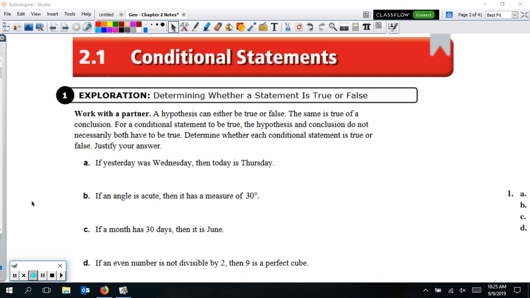Exploration number 1, A through D. All you have to do here is read through these. So read through each one, A through D. This is on page 33. There are your notes. Just read through each one and just answer whether that's true or false. Is it a true statement or is it a false statement? And then we'll go over that. It says justify your answer, which is kind of explain your answer. You can try to do that if you can figure out how to explain it. But at least put true or false, and then we'll go over it together.